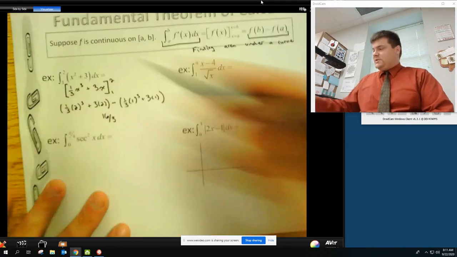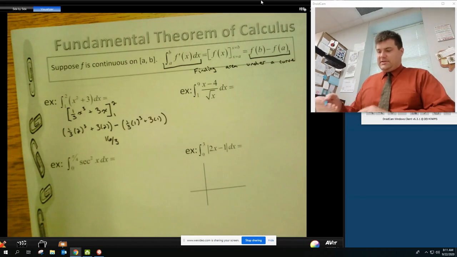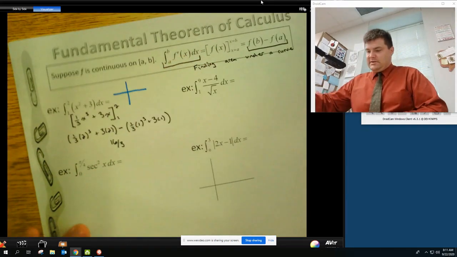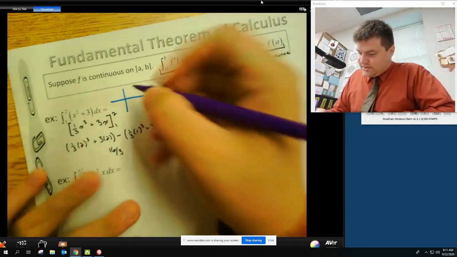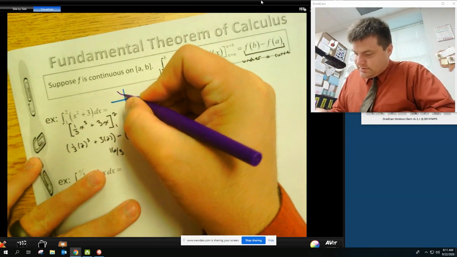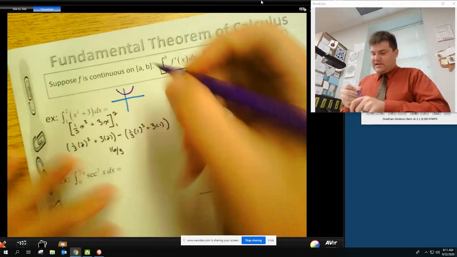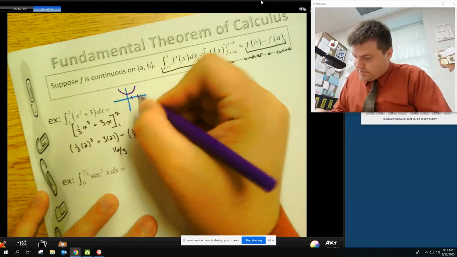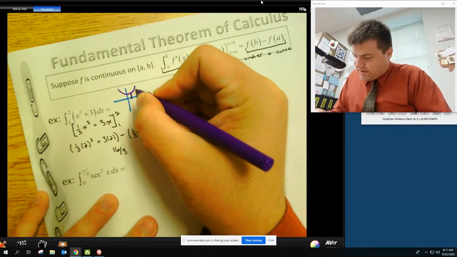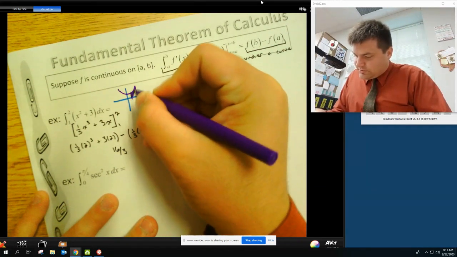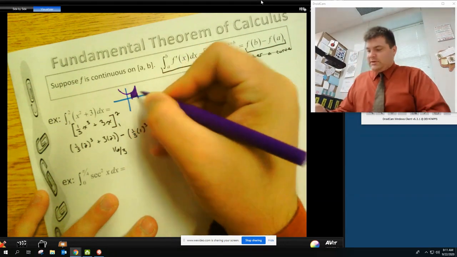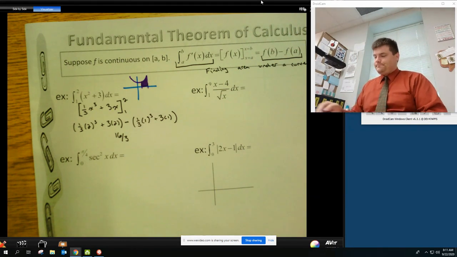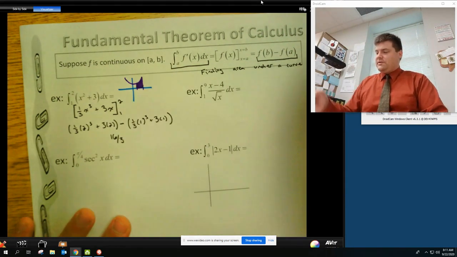So what this is trying to say, let me just draw a picture here, is: here's an axis, and this function looks something like this, give or take. And I'm trying to find the area from 1 to 2. So this area from there to there. What I just shaded in purple is going to be 16/3. That's what this is representing. Okay. So look at our next example here.